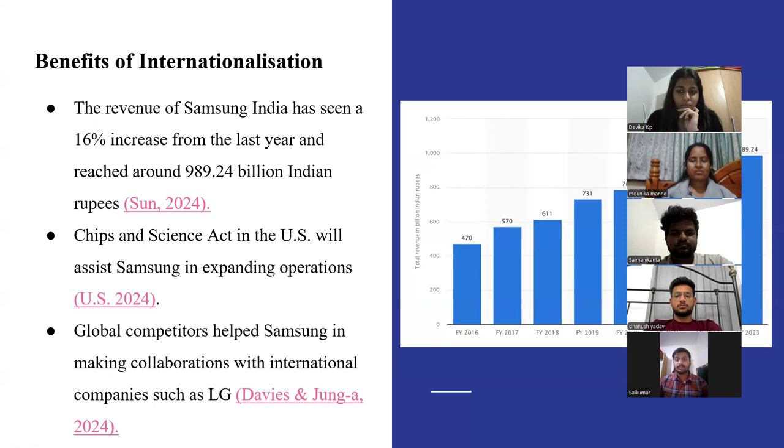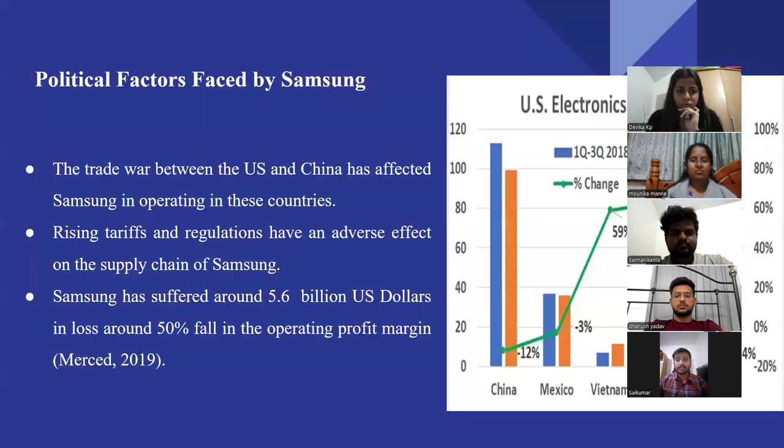The next slide goes to the political factors faced by Samsung. This slide shows the political challenges faced by Samsung. Building political issues like the trade war between the US and China have affected the business operations of Samsung. Samsung has struggled to sustain its supply chain due to the restrictions and regulations of the trade war.